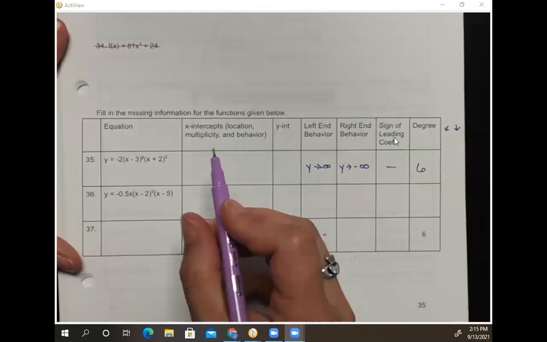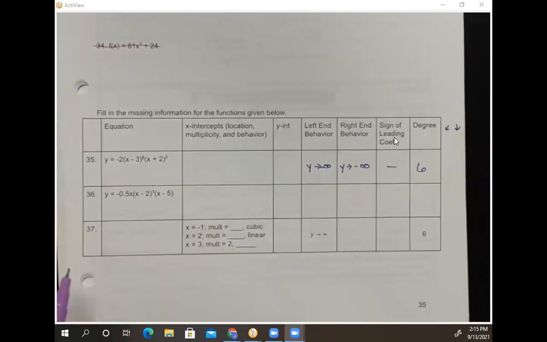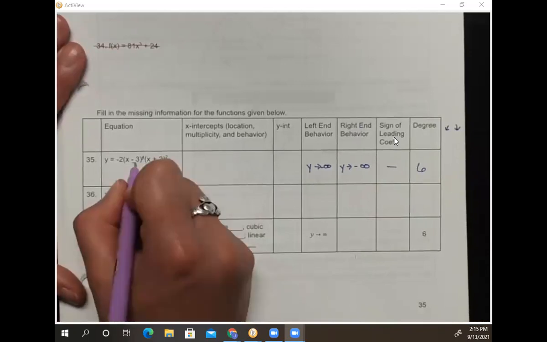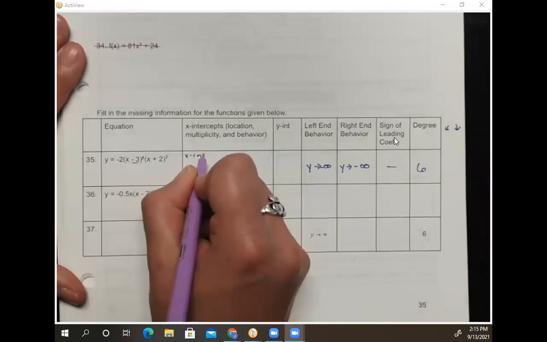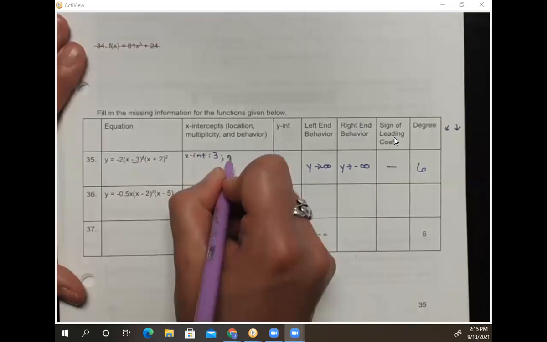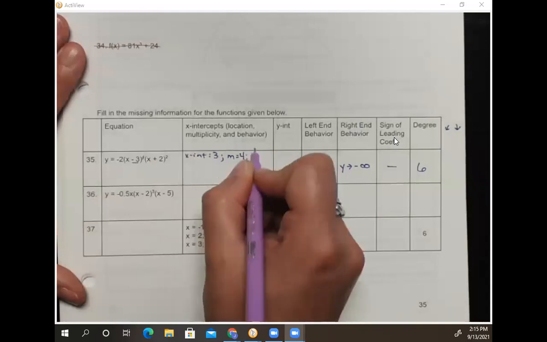From here, I'm going to pick out my x-intercepts. I have factored form, so it's easy to see my x-intercepts from there. So from my first factor, I have an x-intercept of +3. Its multiplicity is the exponent, so its multiplicity is 4, and then its behavior.